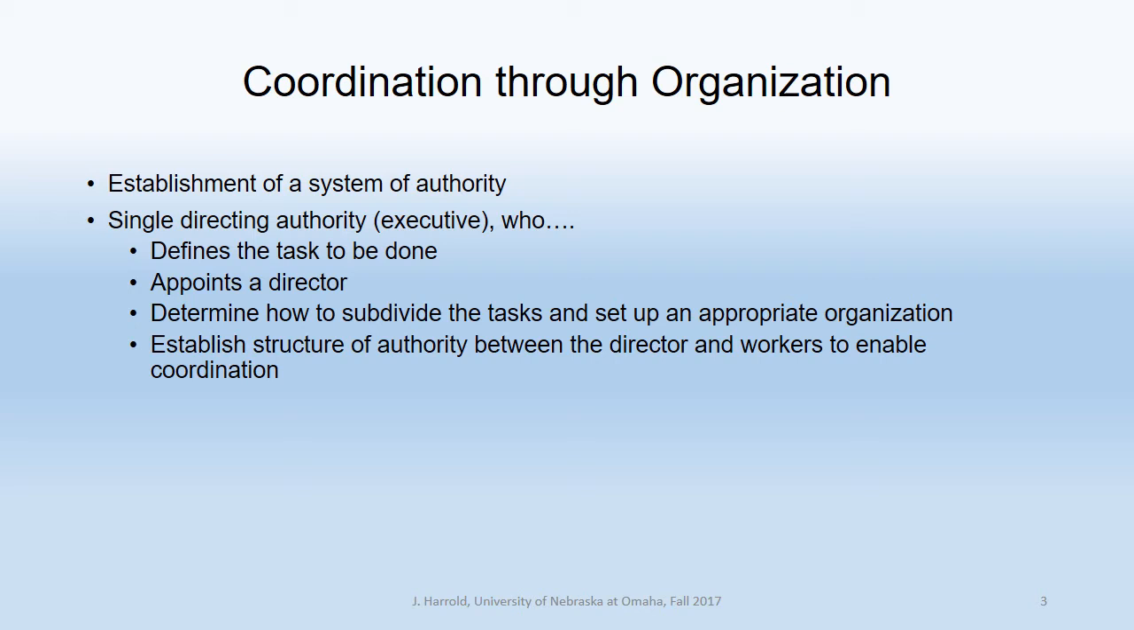What Gulick believed was that an ideal organization should establish a system of authority. That is, there's a single directing authority, but there are other authorities below that directing authority. So that single directing authority defines the task to be done, appoints a director, determines how to subdivide tasks, and establishes the structure of authority between the director and the workers to enable coordination. So what does all that mean? What all that means is before anyone even issues the check to the client, for example, the organization is completely set up and thought through. And so the administrative management school of thought really believed that what mattered most was the way you organized.